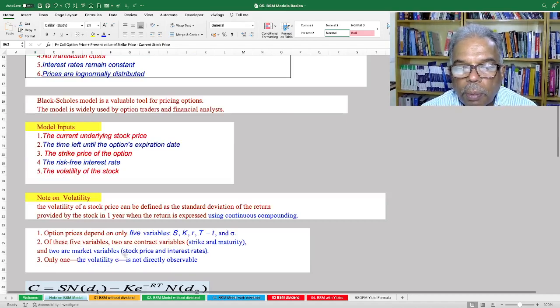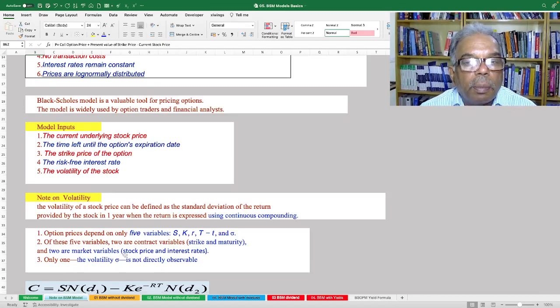Then the option pricing depends upon 5 key variables, namely the stock price, the strike price, the risk-free rate of interest, the time to expiration, as well as the volatility. Of these 5 variables, 2 come from the option contract, that is the strike price and the maturity time. The 2 remaining market variables are the stock price and the interest rate. And the volatility cannot be observed directly, so we have to calculate it.